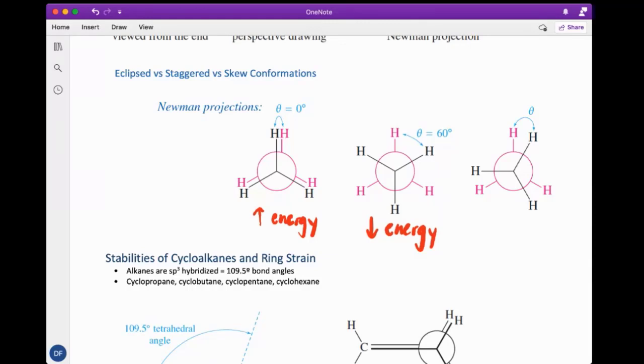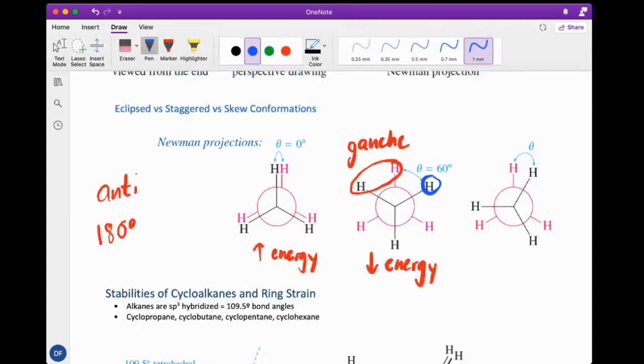Gauche. It just means that when two atoms are gauche, they are adjacent. They're 60 degrees from each other. So like these are gauche, and then there's also anti. Anti just means that they are 180 degrees away from each other. So this would be anti. I forgot what the other name was. I think that's all the names.